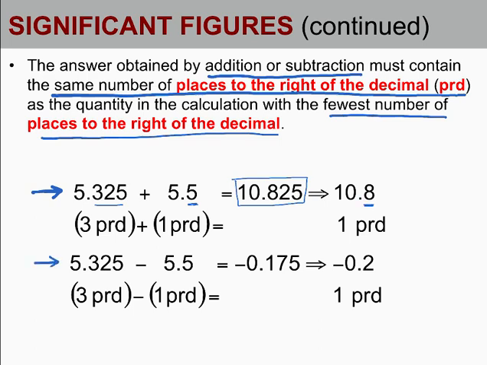And the same thing goes for subtraction. If we were subtracting these numbers instead of adding them, we still want to limit our answer to 1 decimal place. So our calculator is going to give us negative 0.175, but we have to limit ourselves to that first decimal place. And something that we're going to talk about next is rounding. Just as a brief preview, because the next decimal place is greater than 5, we're going to round up to 0.2.